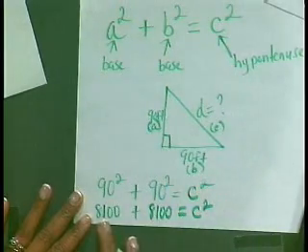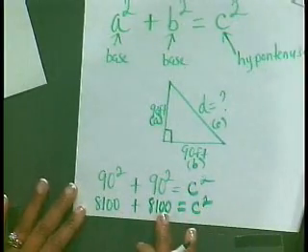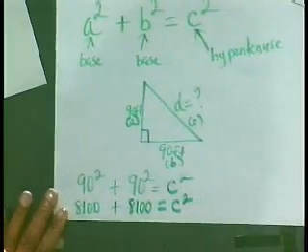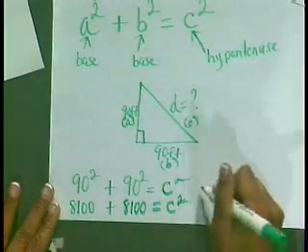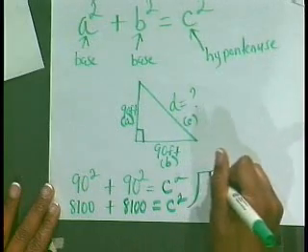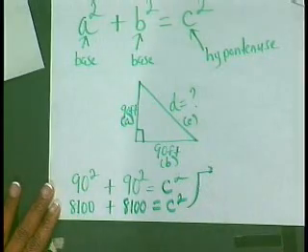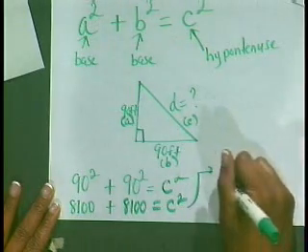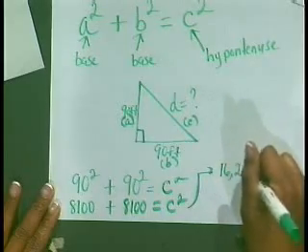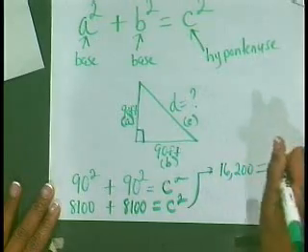Okay, so now I need to simplify the left-hand side of my equation. I have 8,100 plus 8,100. If we go over here, we add them up, we get 16,200 is equal to C squared.